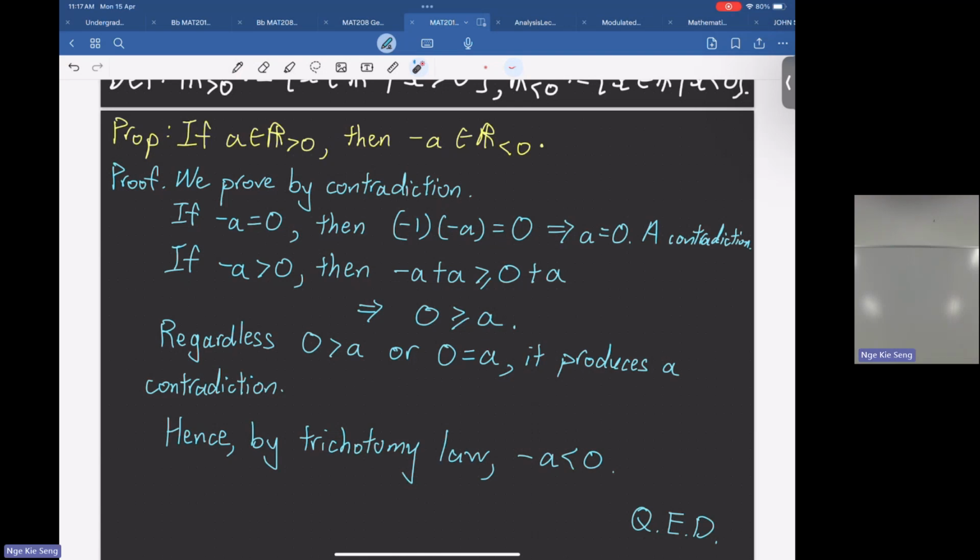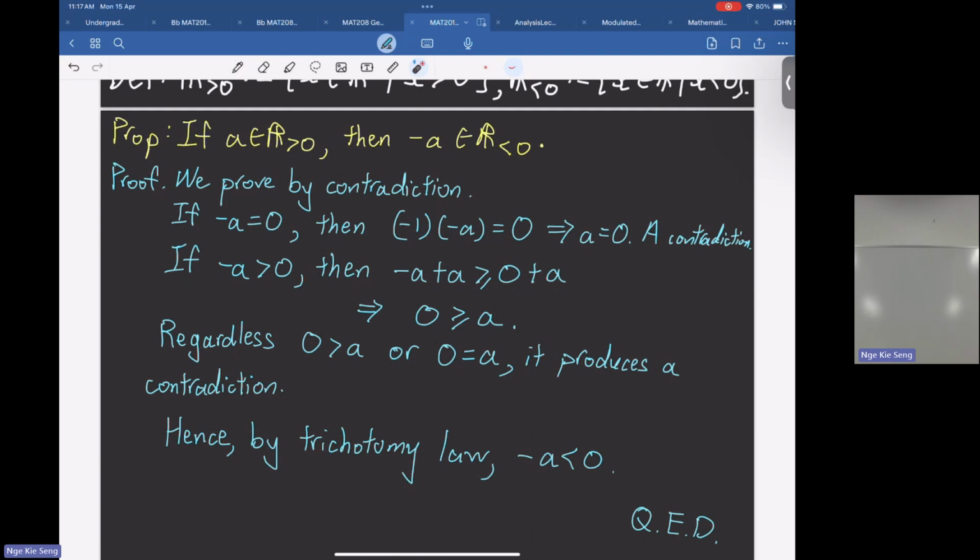Trichotomy law. How many possibilities? 3 possibilities. So minus A has to be equal to 0, less than 0, or greater than 0. If it is less than 0, then we are done. So we need to argue that minus A cannot be 0 and cannot be greater than 0. Okay. So suppose it is equal to 0.